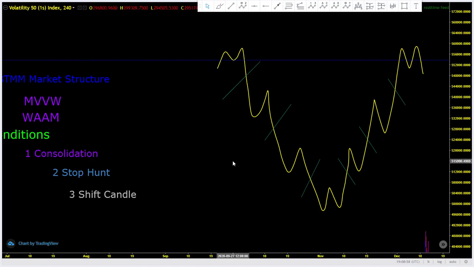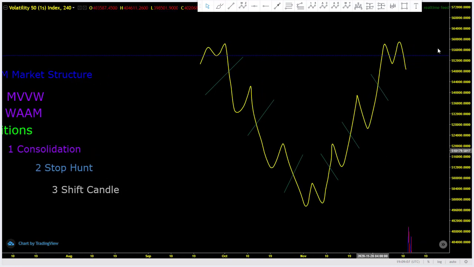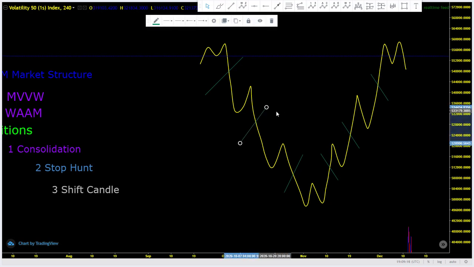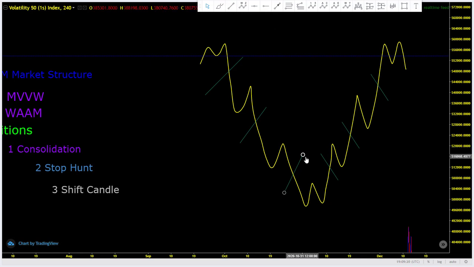There are two ways that we can use to count these levels. We can use EMAs, moving averages. I'm not a fan of indicators, so we are not going to use moving averages in this video. I like price action.